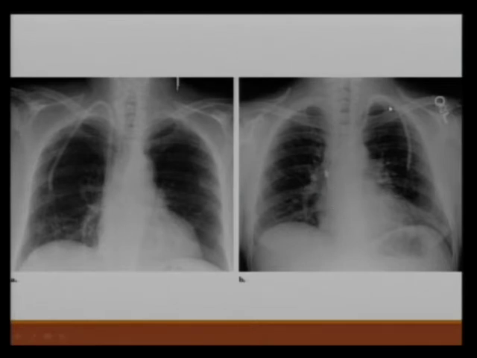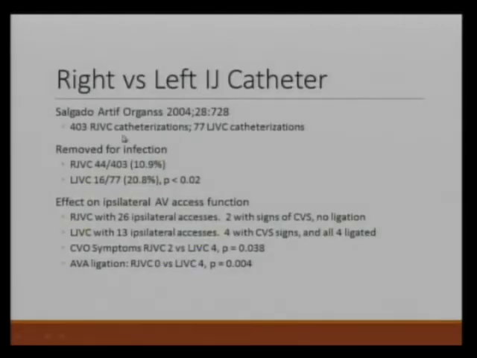So the question was, is having a catheter on the left as opposed to the right, with all the twists and turns, are they more likely to have problems with central stenosis? There is a study that looked at that. It looked at 403 right-sided catheterizations, with a right IJ tunneled dialysis catheter, and on the left they had 77 with those catheters. What they found was that having the catheter on the left, they're much more predisposed to have to take the catheter out for infection.